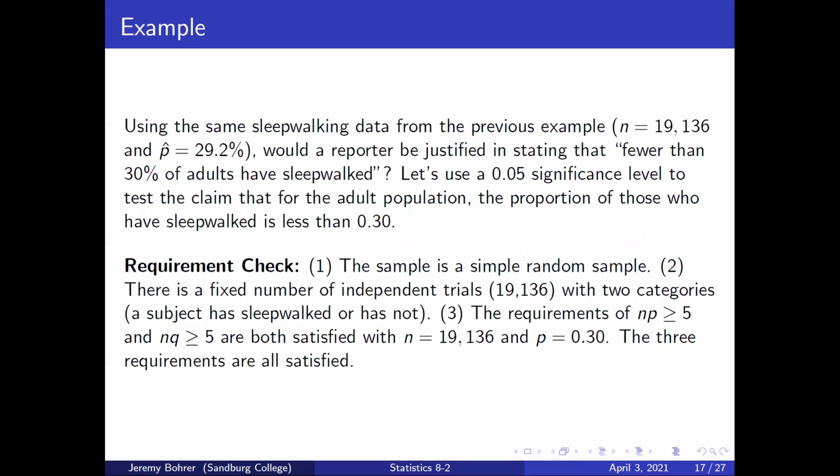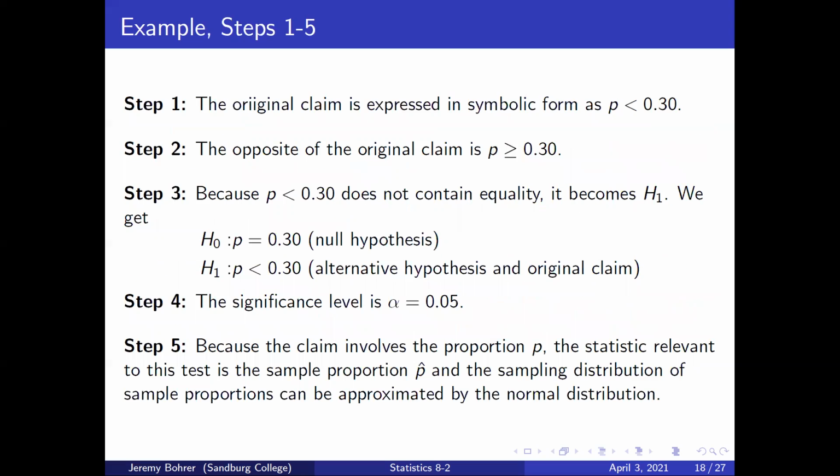Requirement check. 1, the sample is a simple random sample. 2, there is a fixed number of independent trials, 19,136, with 2 categories: a subject has sleepwalked or has not. 3, the requirement of np greater than or equal to 5 and nq greater than or equal to 5 are both satisfied, with n equals 19,136 and p equals 0.30. The 3 requirements are all satisfied.